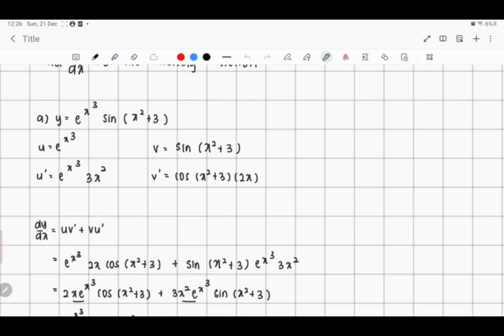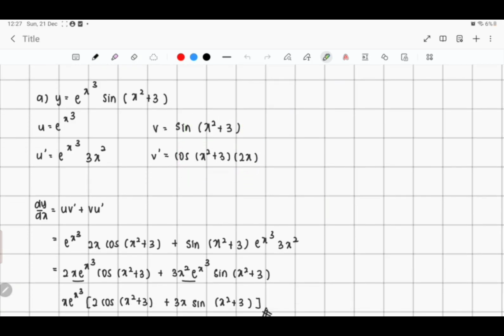After determining the formula, we have to choose which one is u and which one is v. So we take this one as our u and this one as our v. After determining which is u and v, we have to differentiate. After we differentiate u, it will be u prime. Same goes for v, differentiate it and it becomes this.